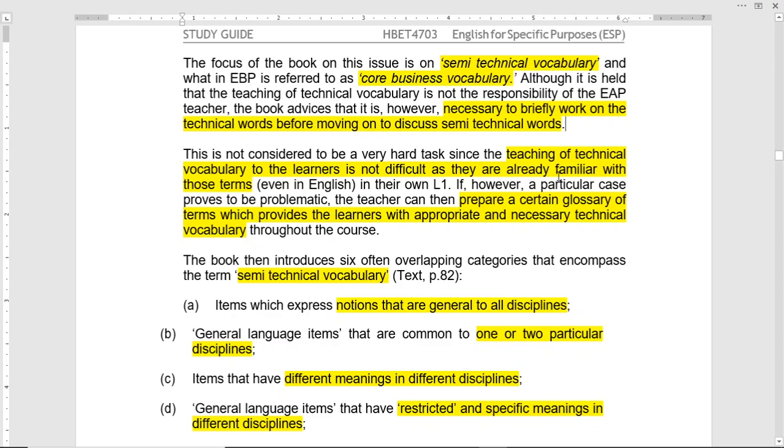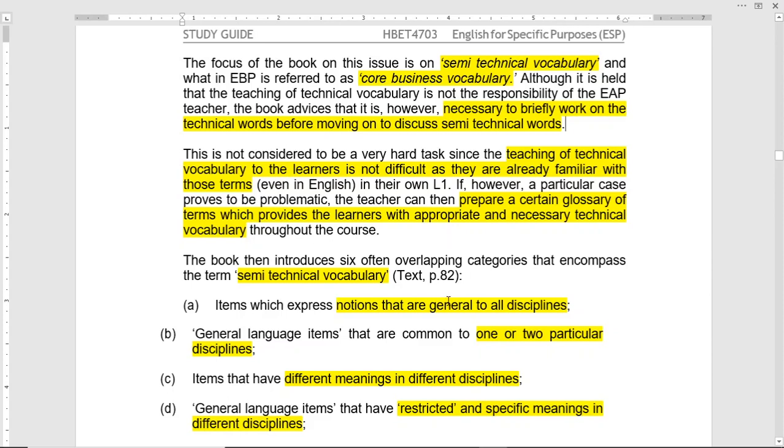The teaching of technical vocabulary to the learners is not difficult as they are already familiar with those terms if they are working adults in the same field. The teacher can then prepare a certain glossary of terms which provides the learners with appropriate and necessary technical vocabulary throughout the course.